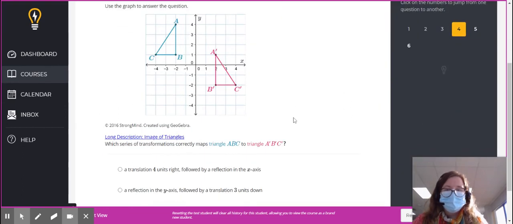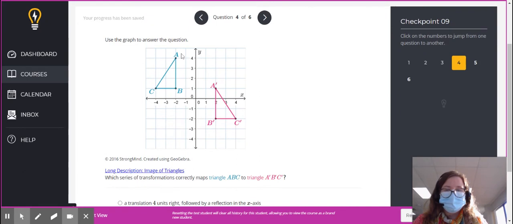Okay, use this. What series of transformations correctly maps triangle ABC to triangle A prime, B prime, C prime? So if I look here, as I go around in a circle on the blue one, I get A, B, C. So it's going clockwise. If I go this way, A, C, B, that's backwards. So that means there was for sure a reflection. To me, it looks like it was a reflection across the y-axis.